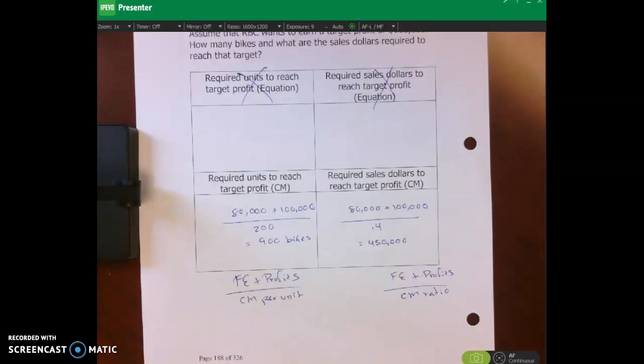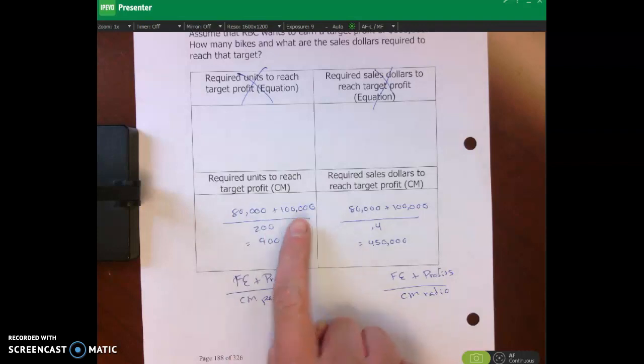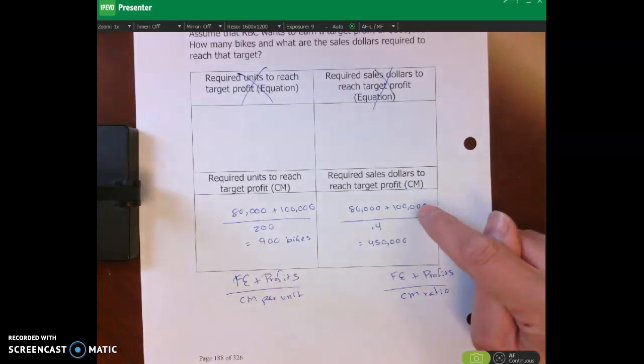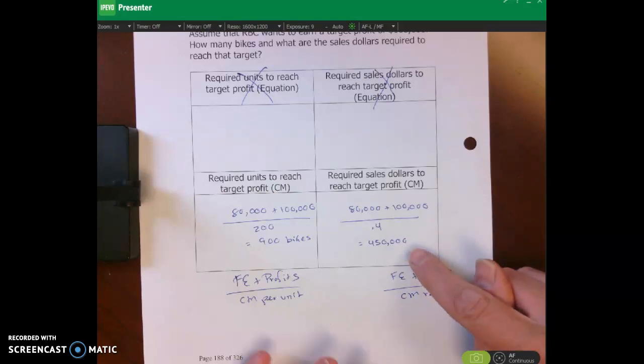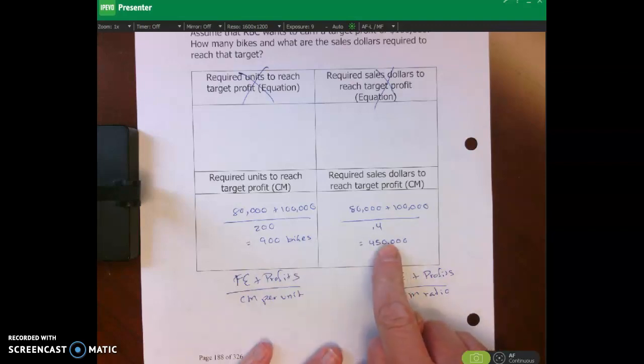Okay, so let's see how you did. So you put your fixed costs plus your target profit divided by the CM per unit. You have to sell 900 bikes. Fixed costs plus the target profit divided by the contribution margin ratio, which we know is 0.4, $450,000. You could check your work because this is only one bike. You could multiply the number of bikes times the sales price per bike of 500, which also gives you 450.